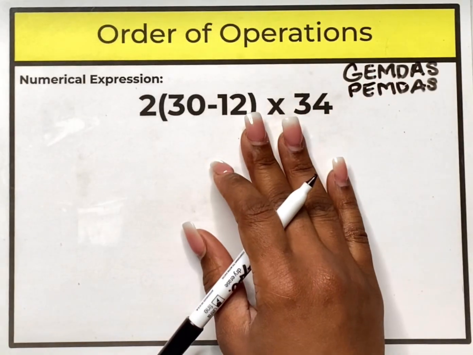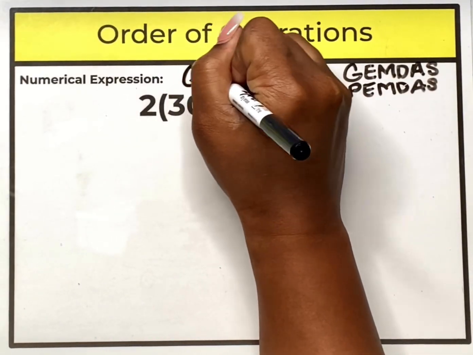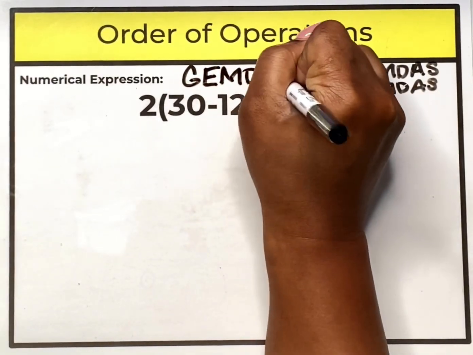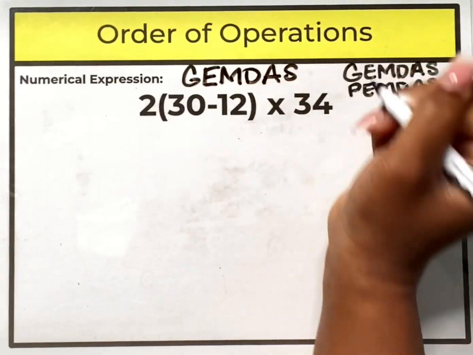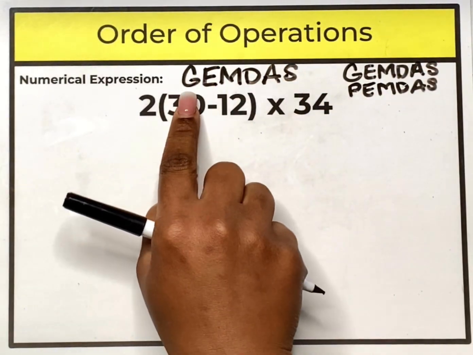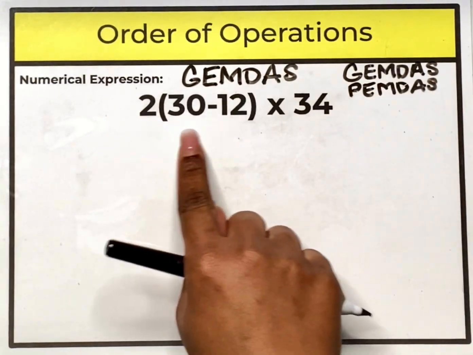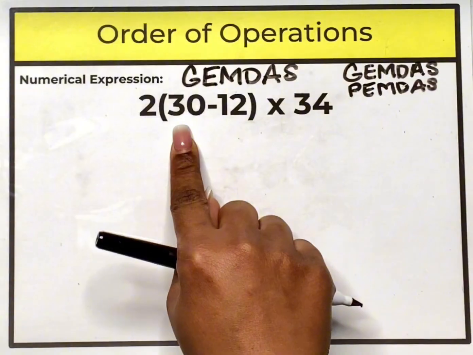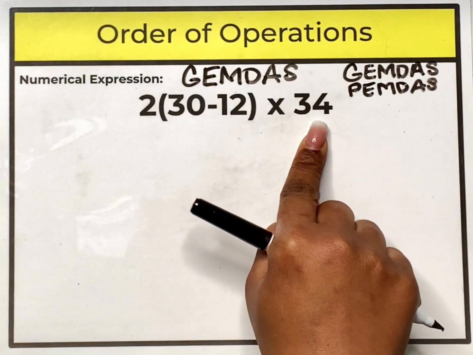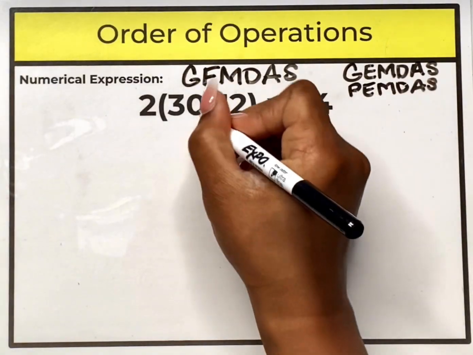Let's begin. We're going to write GEMDAS above our numerical expression. Let's do this every time we solve an expression, just so we can reference it as we work. So we have G. G stands for grouping symbols. Looking at this numerical expression, 2 open parentheses 30 minus 12 close parentheses times 34, do we have any grouping symbols? Hopefully you said yes, we do.